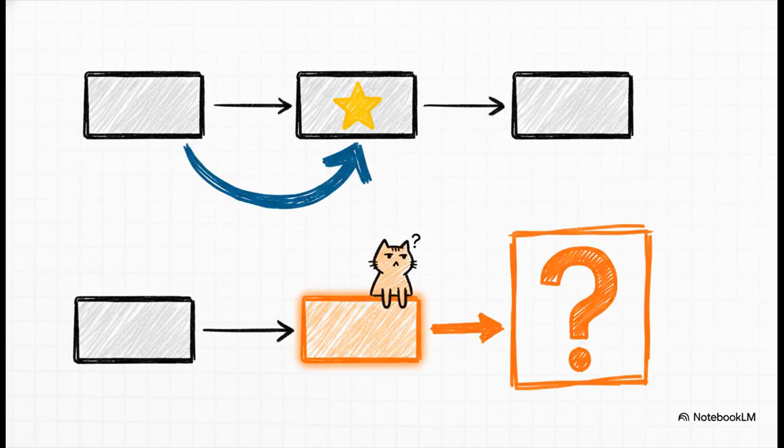Now, of course, there's a catch. This amazing trick works for any node in the list, except for the very last one, the tail. And why is that? Well, because there's no next node at the end of the line. You can't be a copycat if there's no cat to copy.